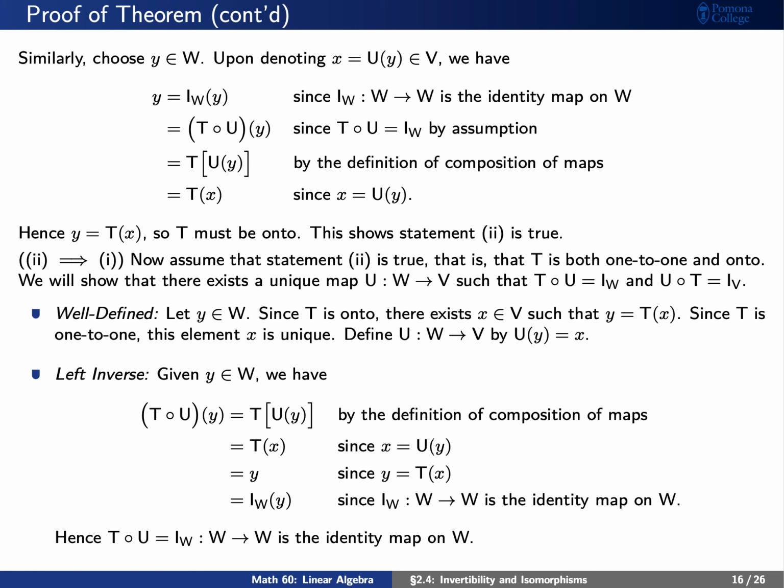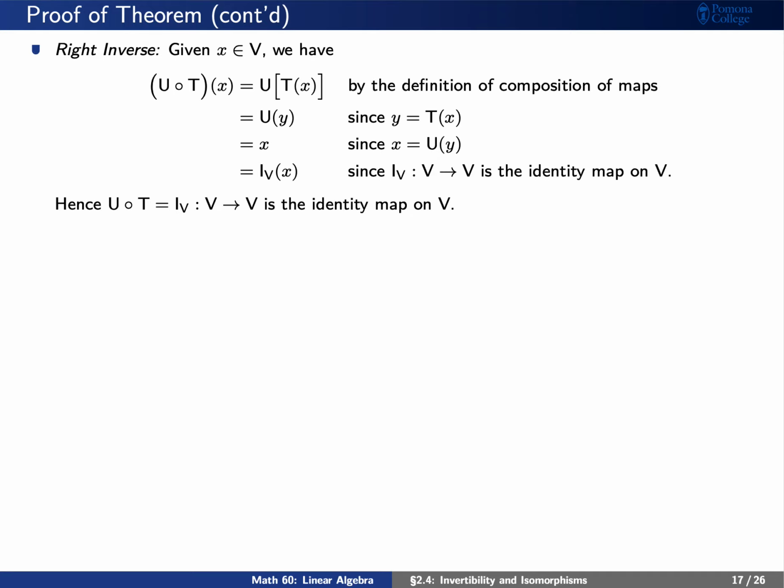Next, we can show that this U is a left inverse for T, that is T circle U is the identity on W. Next, we can show that U is a right inverse for T, that is U circle T is the identity on V.